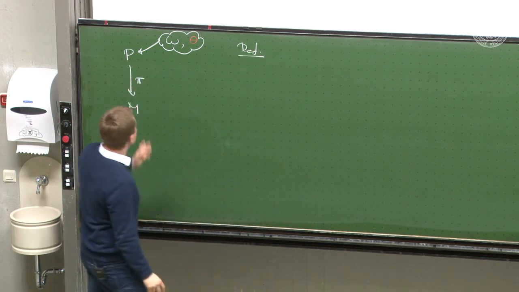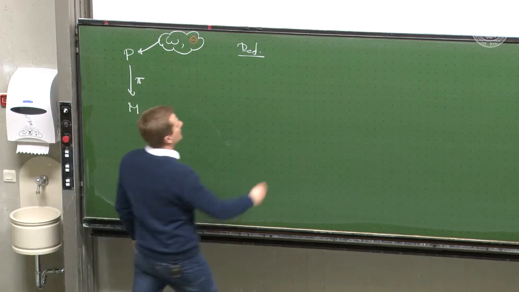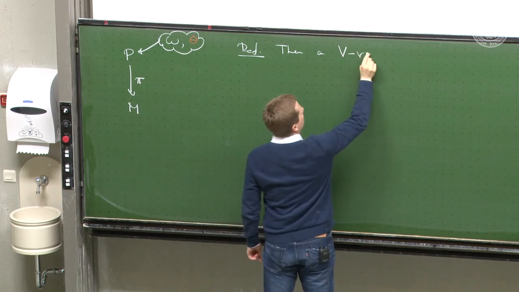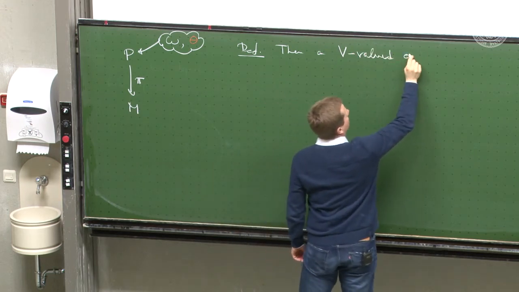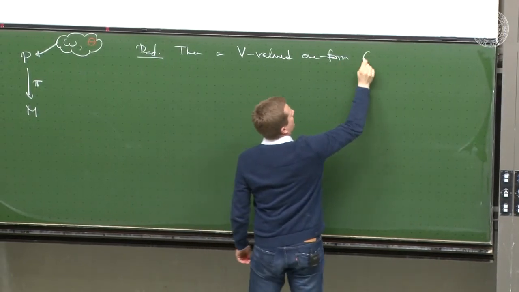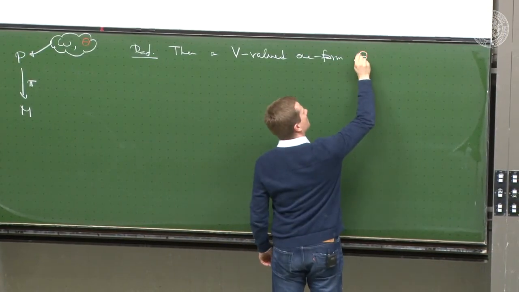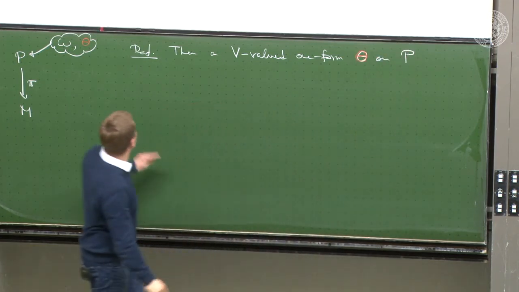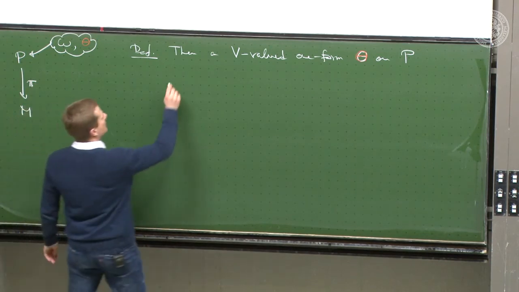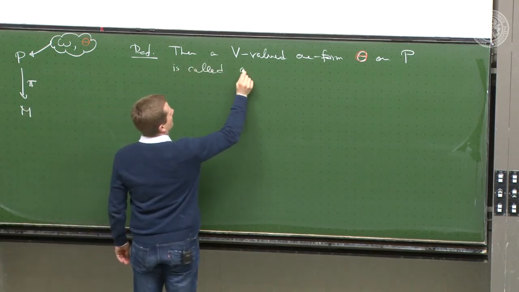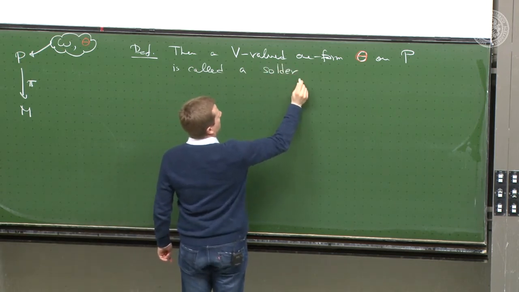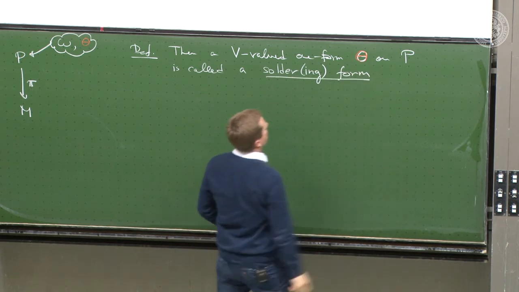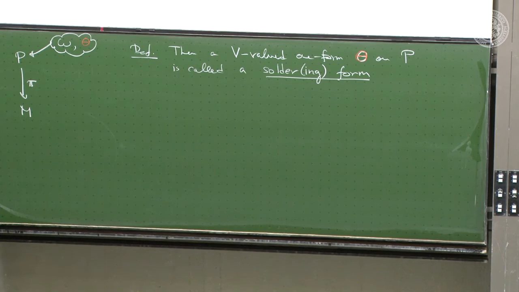If we have this situation of a principal bundle, then a V-valued 1 form theta, so that's our theta, on the total space of the principal bundle is called a solder form, and sometimes called soldering form, which is grammatically more correct. It's called a solder form if.